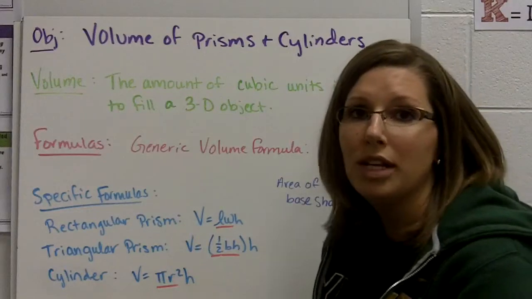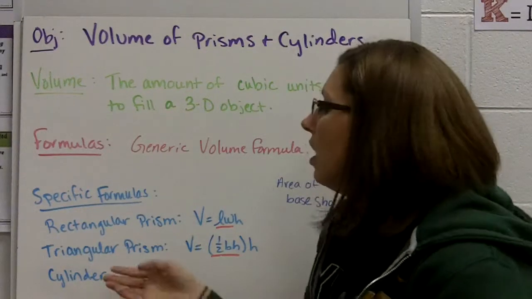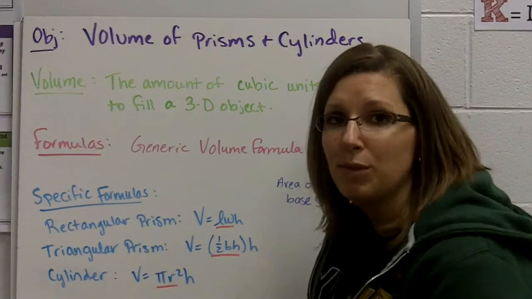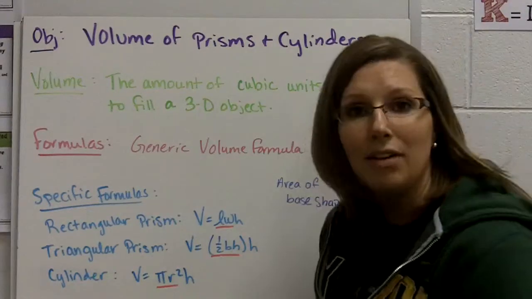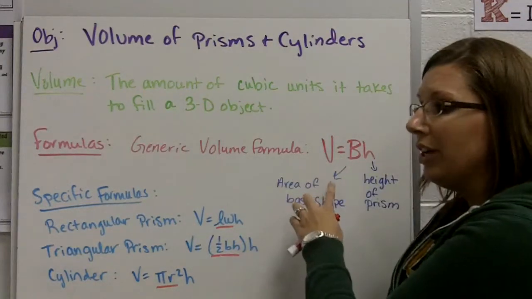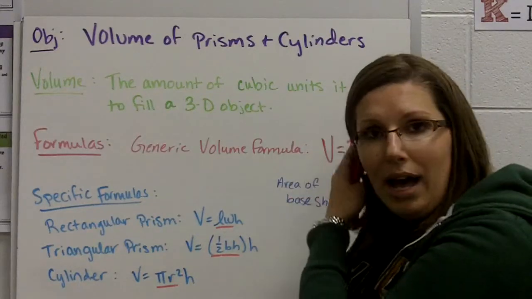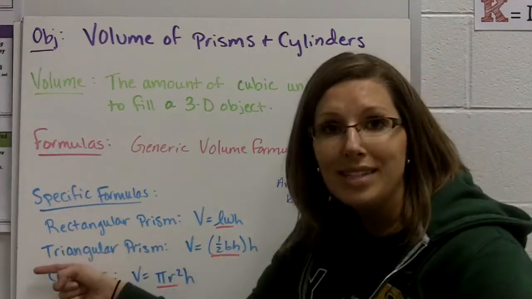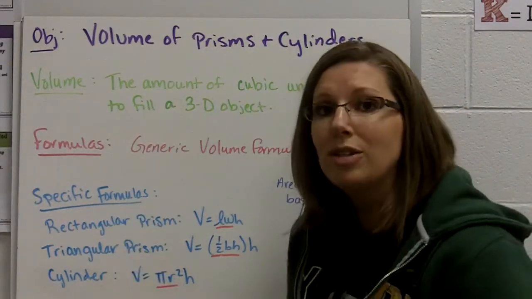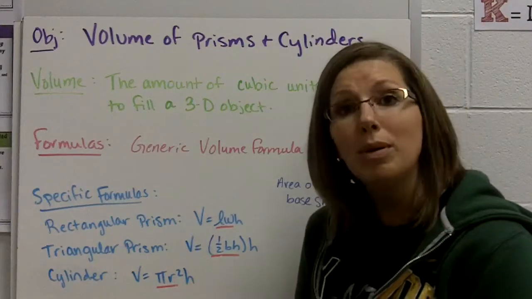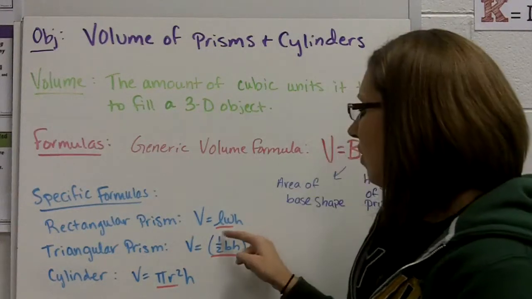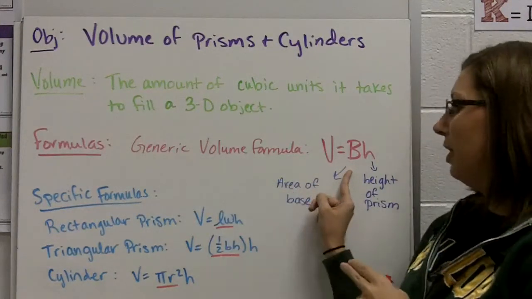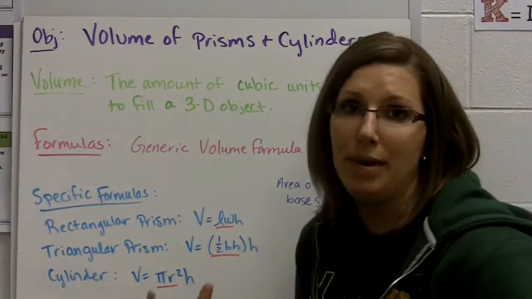Some more specific formulas that the kids are probably more familiar with: for rectangular prisms, to find the volume, we just multiply length times width times height. Where we get that formula is based off the generic formula. I've underlined L times W in this circumstance because the base of a rectangular prism is a rectangle. So to find the area of a rectangle, we would multiply length times width. That is represented in the generic formula as capital B, or big B.